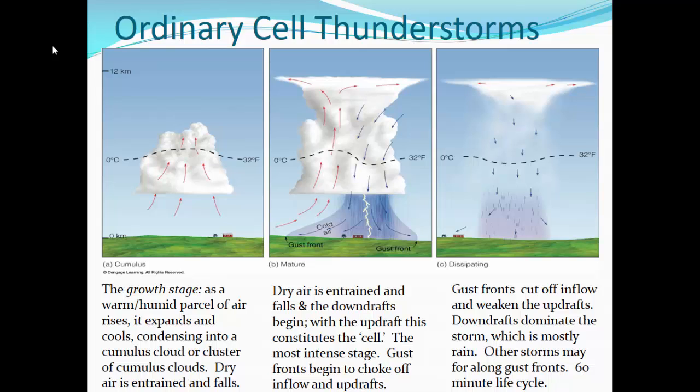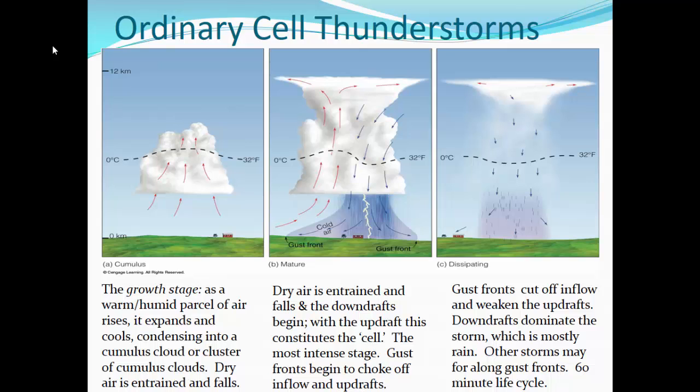That dry air is entrained and falls, and the downdraft begins. And with that downdraft comes the rain. When you have the downdraft and the updraft, it constitutes a cell because you have up and down motion in the storm. And gust fronts, that cold air that's spreading out from the surface, begins to choke off the inflow in the updraft. And then once the gust front completely cuts off the inflow and weakens the updraft, there's nothing but downdrafts dominating the storm, which is then mostly rain. Other storms may form along those gust fronts, but that whole cycle took us about 60 minutes to occur.